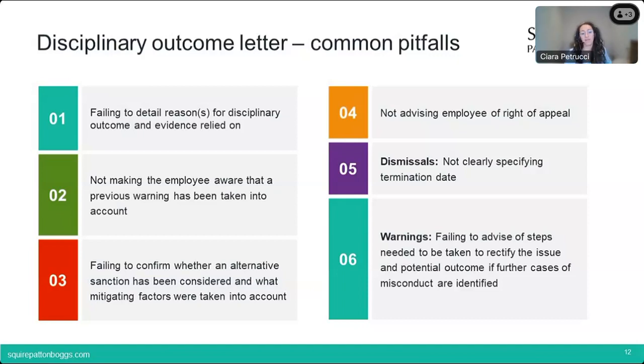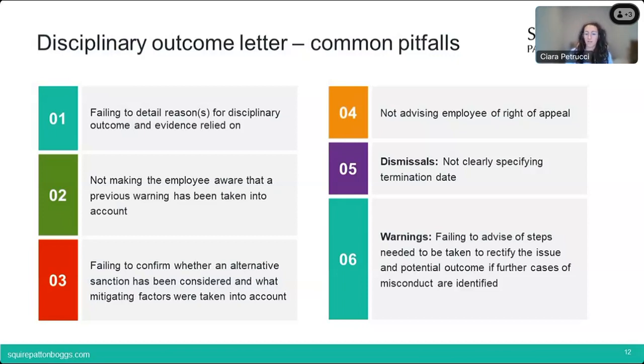And again, what mitigating factors did you take into account? Even if someone raises that they were having personal issues at home that maybe clouded their judgment, if that isn't enough to make you step back from dismissal, that's fine, but it's helpful to mention that you have considered it, but the conduct is so serious that it is not enough to mitigate.